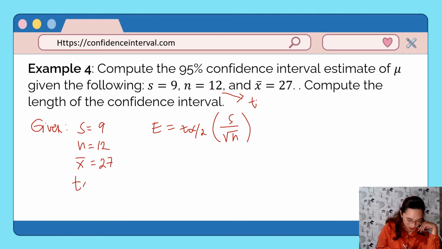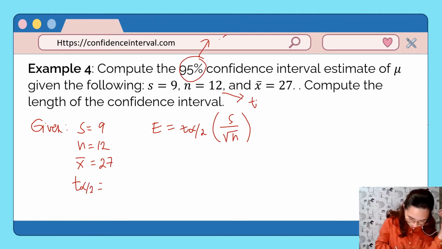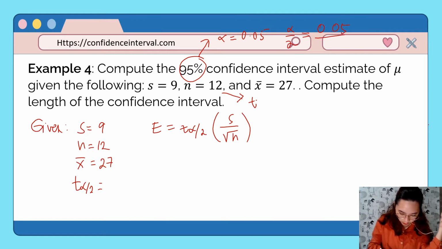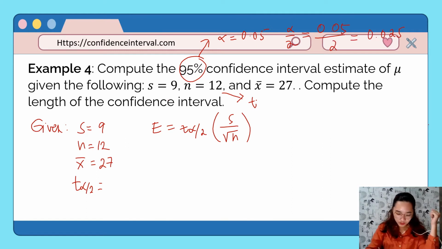Then, of course, ang T alpha over 2 ay hahanapin po sa T table. Ang alpha po natin is 0.05 since 95% siya. Mean, i-divide po natin siya sa 2 kasi ang kailangan po natin sa ating hanapin sa T table ay yung alpha over 2. So, ang alpha over 2 po natin is 0.05 over 2. That will give us 0.025.